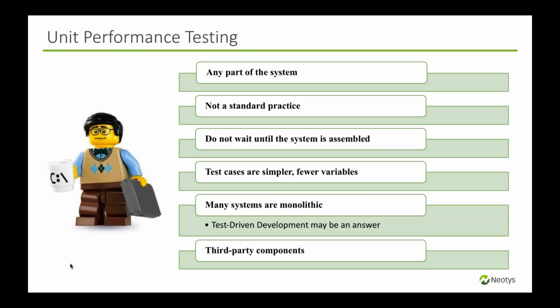So we want to test as early as possible. We are not going to wait until everything is assembled to start testing. For that, we're going to implement unit performance testing or component testing or API testing. There are different words for that. The advantage is you don't have to wait for the system to be assembled. You can start testing right away. You have a component ready, you can start testing it.